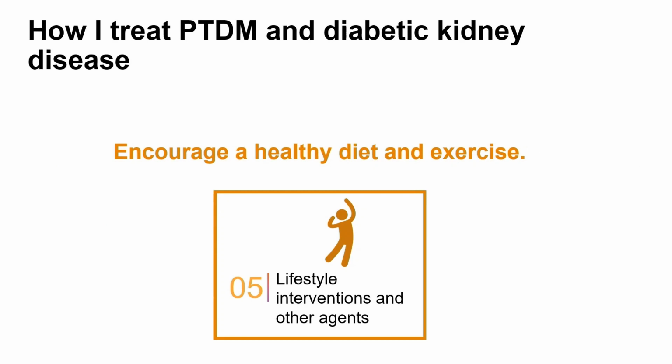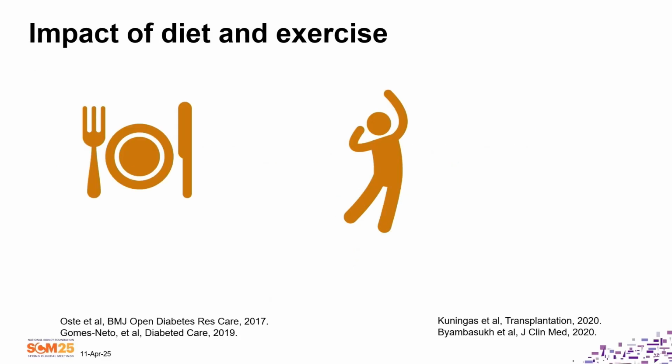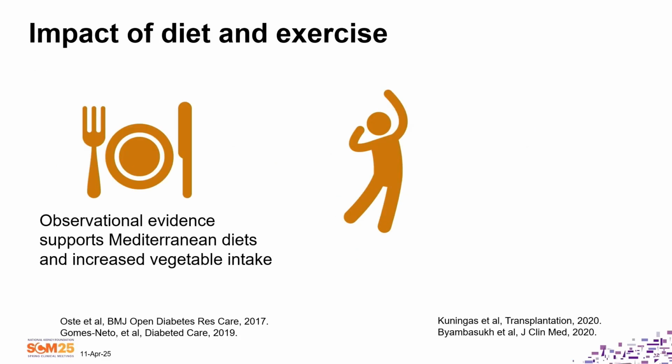So clearly, we need to encourage a healthy diet and exercise. Data, observational, supports Mediterranean diets. I honestly had to look up what a Mediterranean diet is, so apologies to dietitians, but this is very important. I think you can't just tell a patient, do a Mediterranean diet. I think specifying what that is is very important. And then there's also evidence that increased vegetable intake reduces post-transplant diabetes.